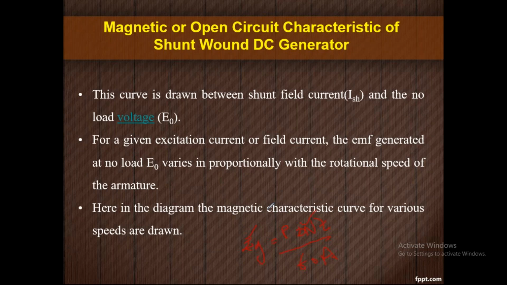Here in the diagram, the magnetization characteristics curve is shown for various speeds. Generally we take these characteristics by keeping the speed constant. So here we will take the different speeds N1, N2, N3. Based on the different speeds, we can obtain how the no load induced EMF varies with field current. That is the thing we are going to examine while characterizing the DC shunt generator.